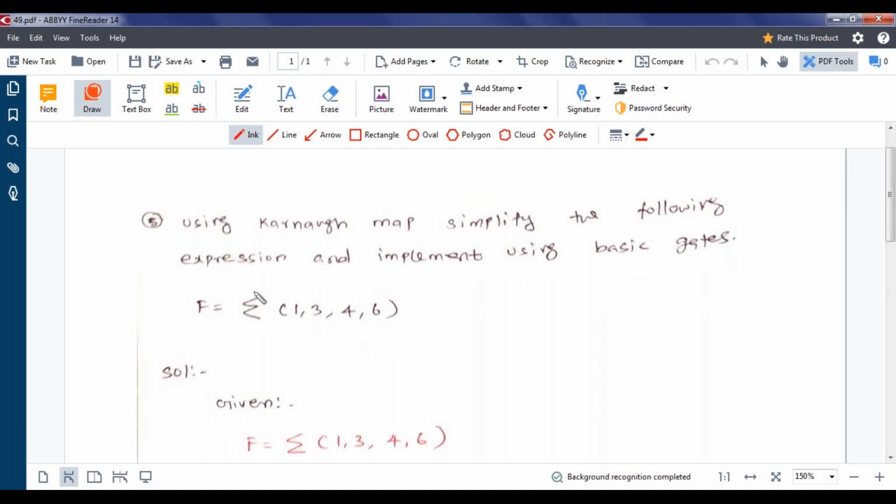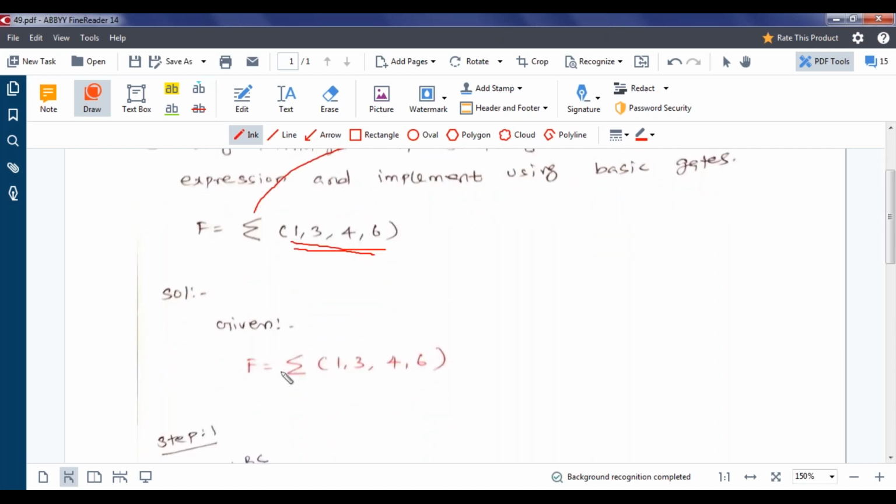This is based on the SOP method, because sum is given. These are called min terms. If pi had been given, that is called POS format, and the terms are max terms. Dear students, please keep in mind: sum means SOP form, pi means POS. Here sum is given, so these terms are called min terms. Solution: F equal to sum of 1, 3, 4, 6.